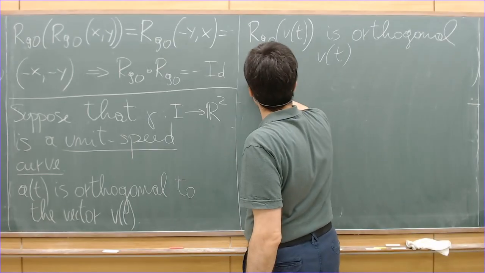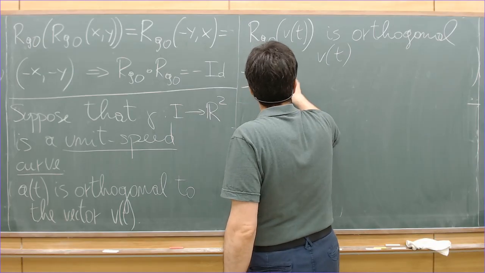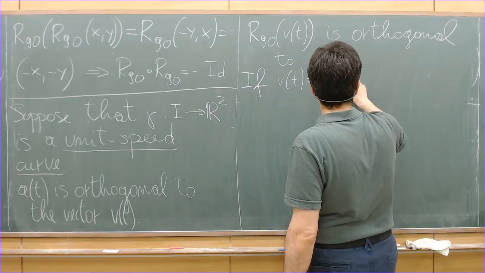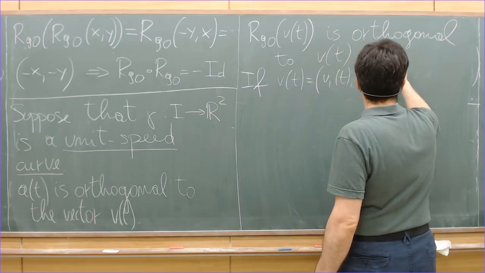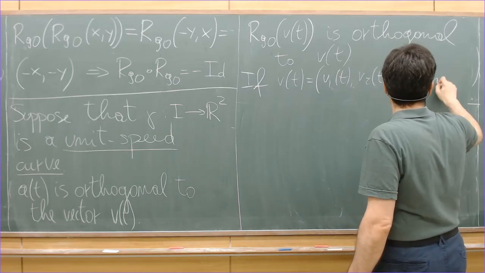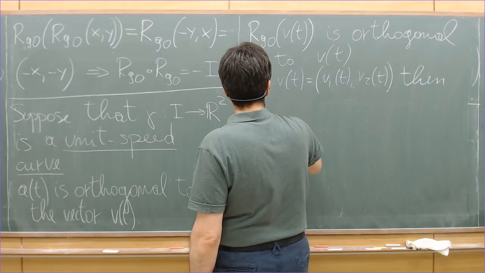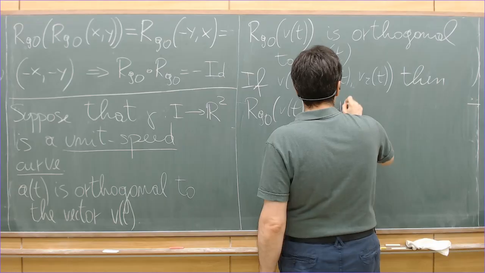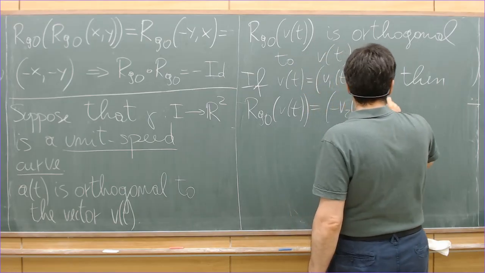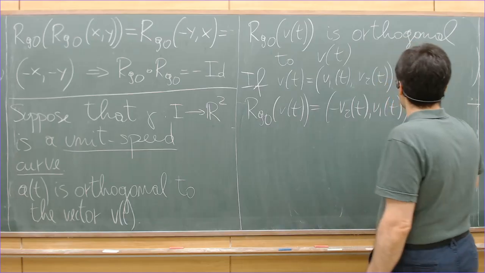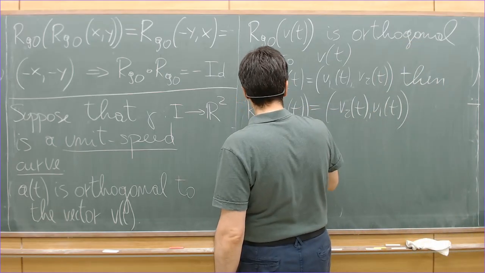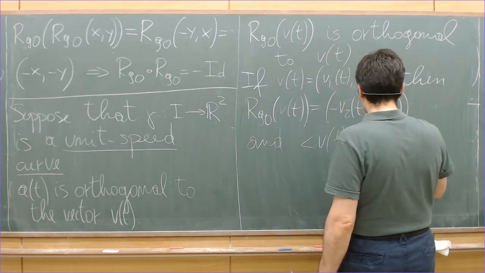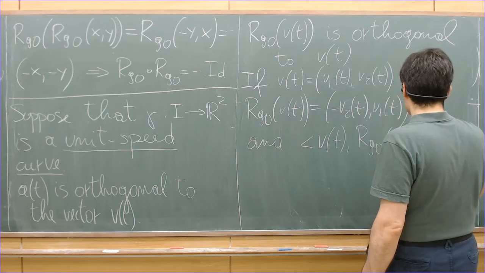Why? If V of t is (V1(t), V2(t)), then R90 of V of t is equal to (-V2(t), V1(t)), and it is clear that the inner product of V(t) with R90 of V(t) is 0.